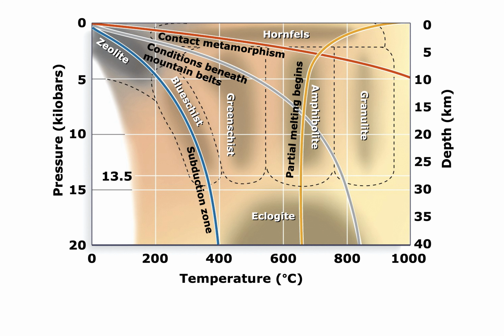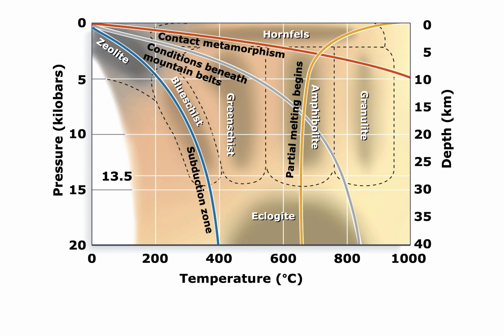Then we have the blue geotherm starting with the zeolites, going into a subduction zone through the blueschist field, and that is just where oceanic crust becomes subducted beneath a continental crust, and we are expecting high pressure conditions and relatively low temperature conditions.